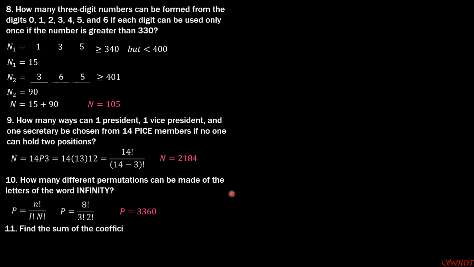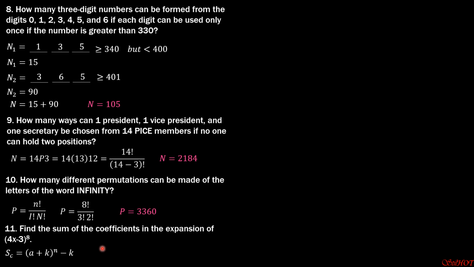3,360. Problem 11, find the sum of the coefficients in the expansion of quantity 4x minus 3 raised to 8. Our guide is the general binomial ax to the p minus constant raised to 8. The sum of the coefficients is a plus k raised to 8 minus quantity k to the 8.